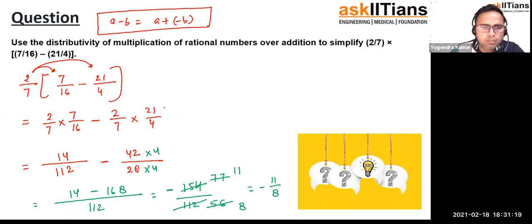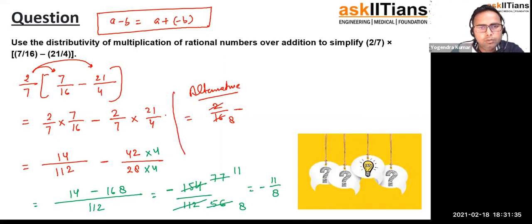The alternative here was what? 7 7s you cancel, so it will be 2 divided by 16. You can cancel this also, 2 8s are, right? Minus, now here what do we get? 7 threes are and then 2 twos are. So what do we get here? 3 divided by 2, right? So we are getting 1 by 8 minus 3 by 2.